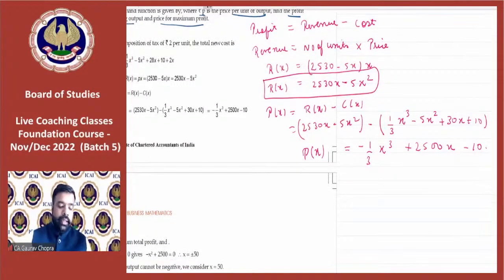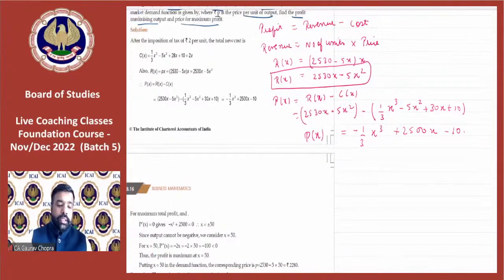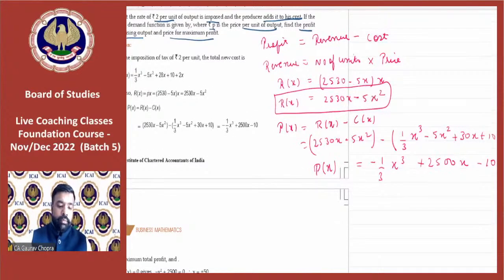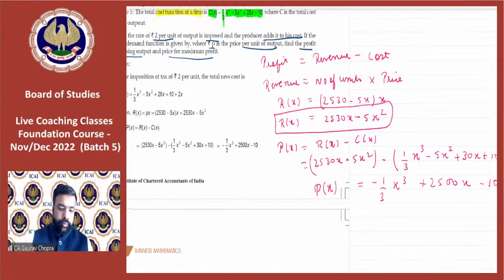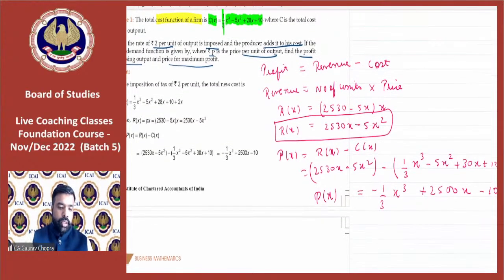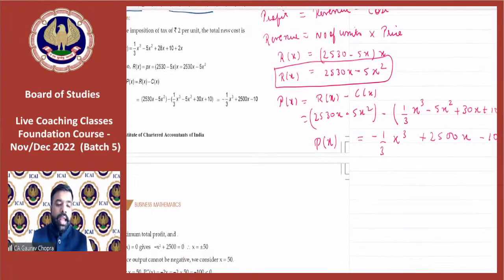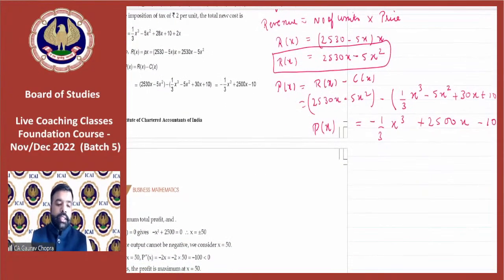All right, till here. After that, the question is asking us to calculate some more things. So what do we have to calculate? The question says P is the price; find the profit maximizing output and price for the maximum profit. These two we have to calculate.